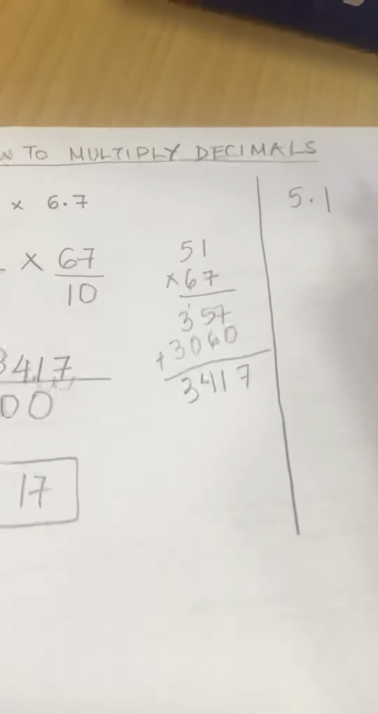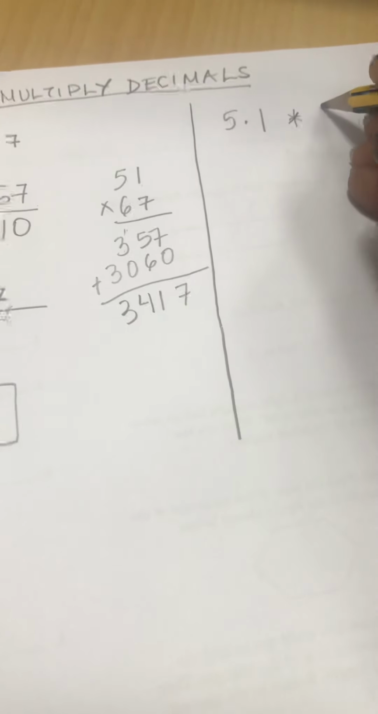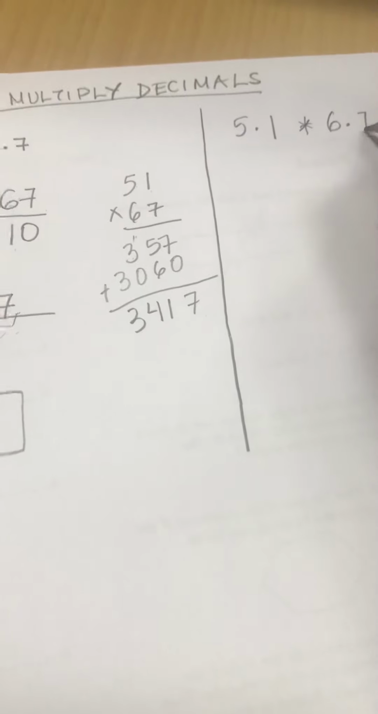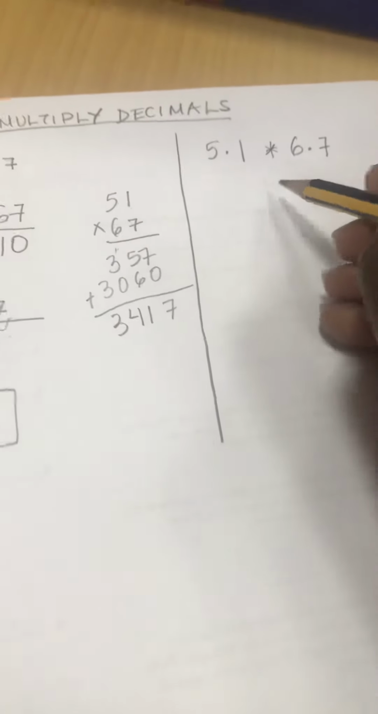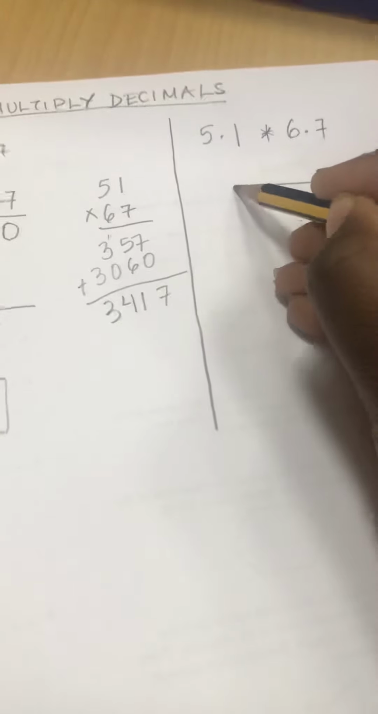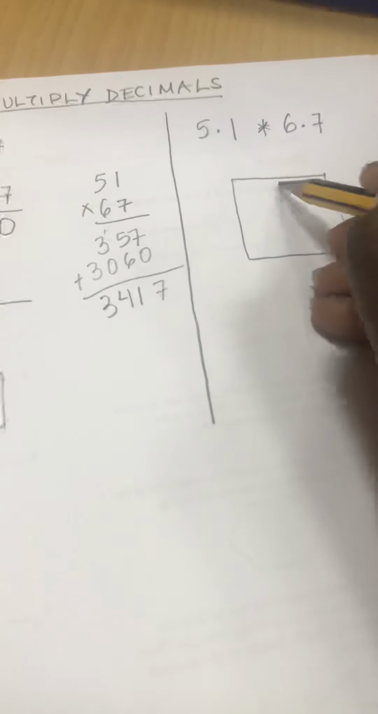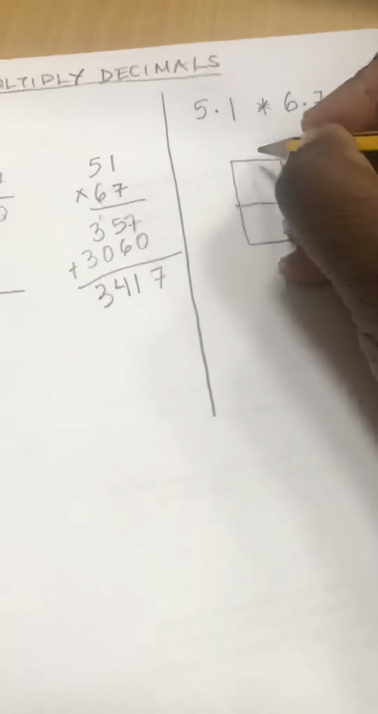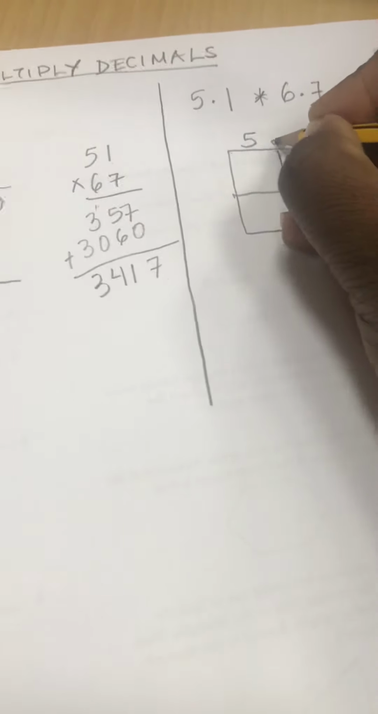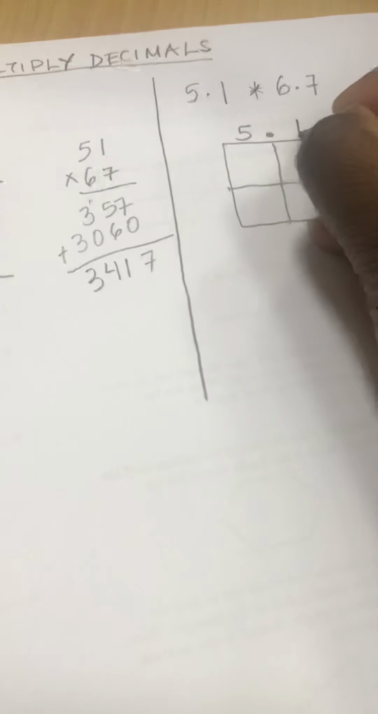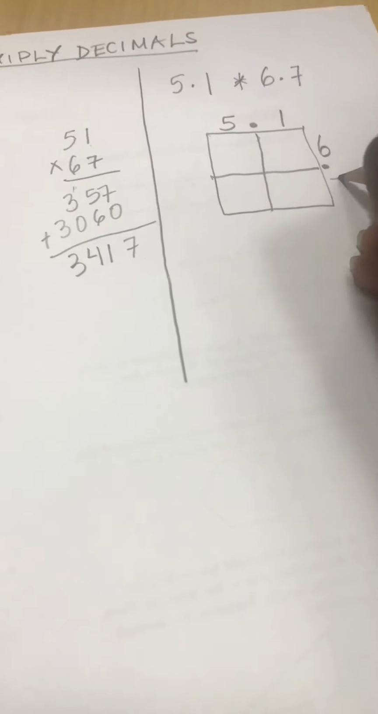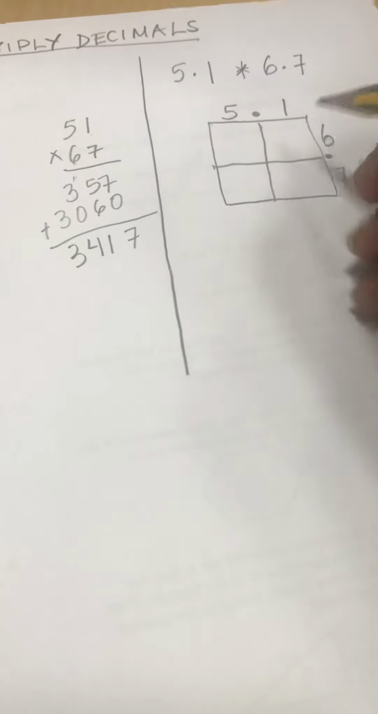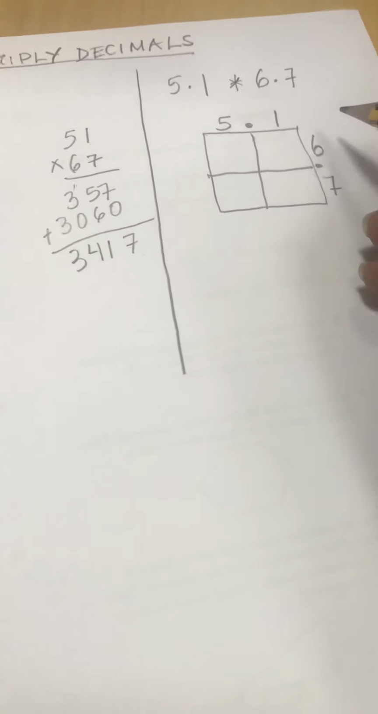Now, the second way of you doing the same question, I have 5 and 1/10 times 6 and 7/10. So I will draw a 4x4 box, just like this. I will write 5, I will put the decimal here, and I will write 1. I will write 6, I will put the decimal here, and I will write 7. The decimal goes on the line, okay?